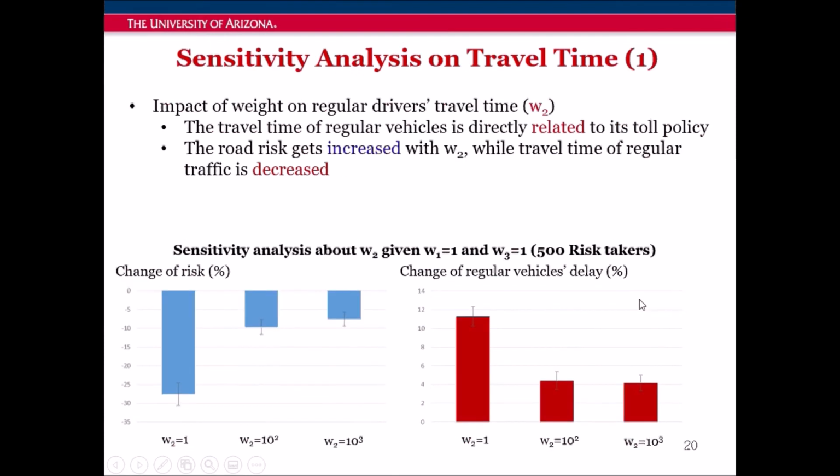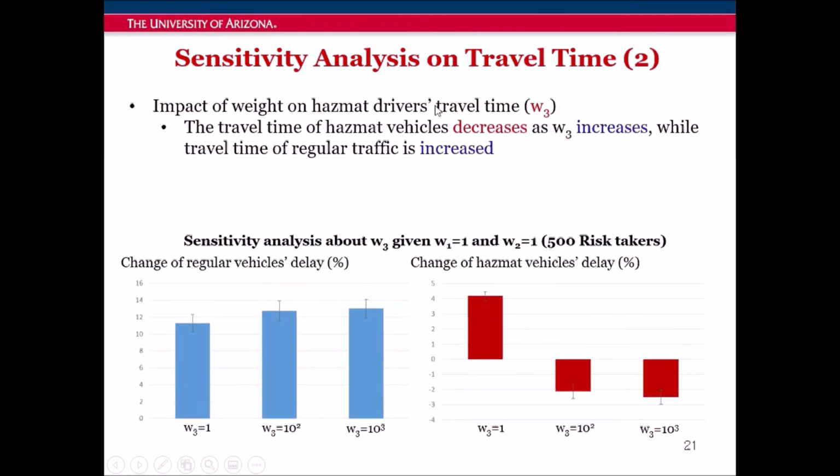And next one, impact of the weight on the regular vehicle travel time. Now we are considering the travel time of the regular vehicle more. So travel time is more important than the risk in this case. If we increase the importance of the travel time, definitely the travel time delay of the regular vehicle keeps reducing. However, risk can increase. So it still has an opposite direction.